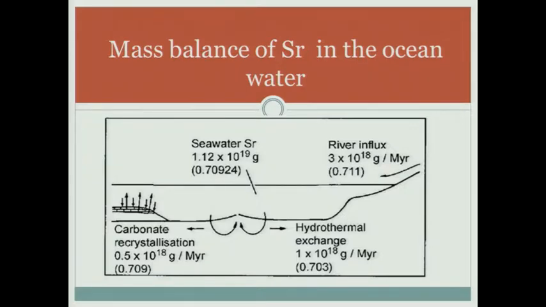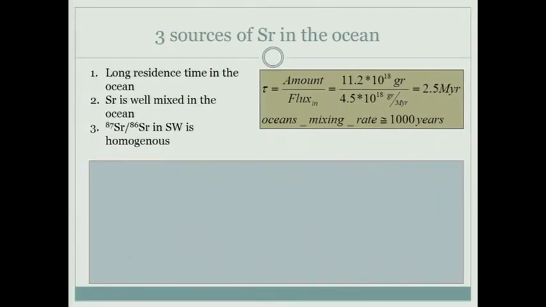And we also have carbonate recrystallization, which will cause the carbonate today to copy or to record the exact strontium of the ocean. Since the ocean today is 0.709, the seawater strontium, then the carbonate will be 0.709. So we have these three contributions. So basically, we have a long residence time of strontium in the ocean, some 2.5 million years.